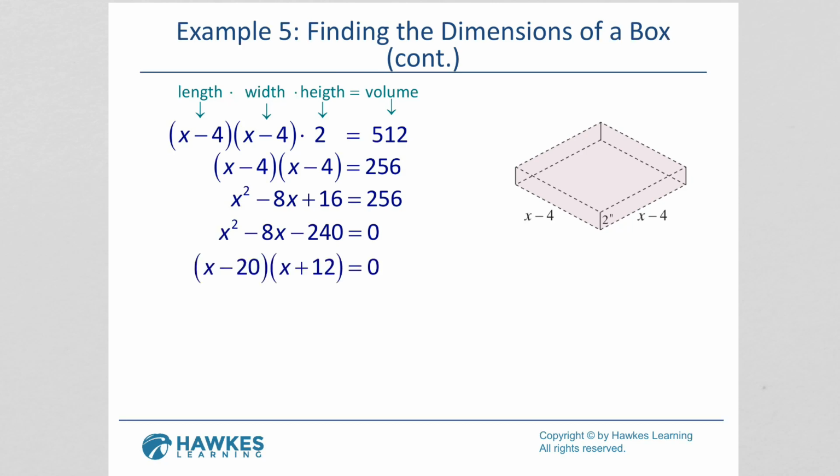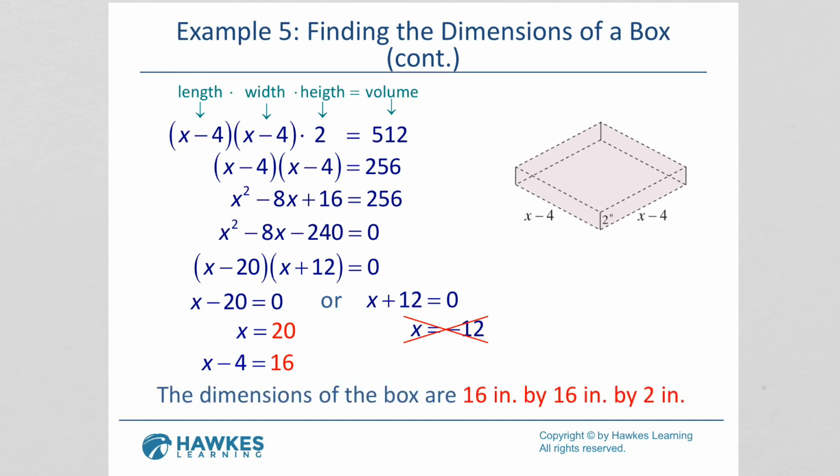That factors into x minus 20 times x plus 12 equals 0. So my two factors are x minus 20 equals 0 or x plus 12 equals 0. On the first one, we're going to add 20 to both sides, so x equals 20, and then x minus 4, the other dimension, is 16. And then on the other one, we're going to subtract 12 from both sides, which we throw that solution out because you cannot have a negative distance. So the dimensions of the box are 16 inches by 16 inches by 2 inches.